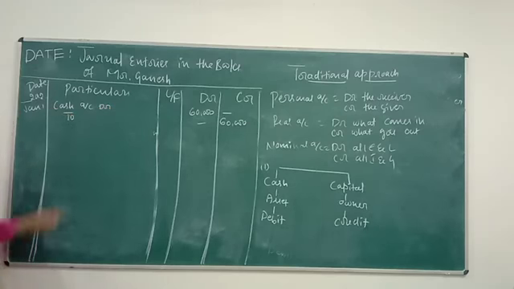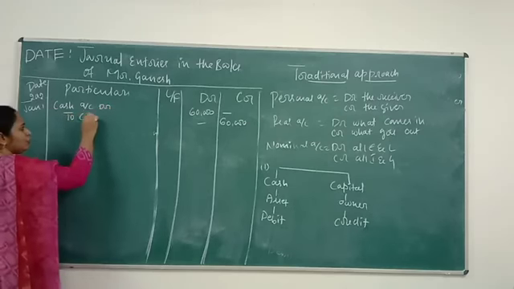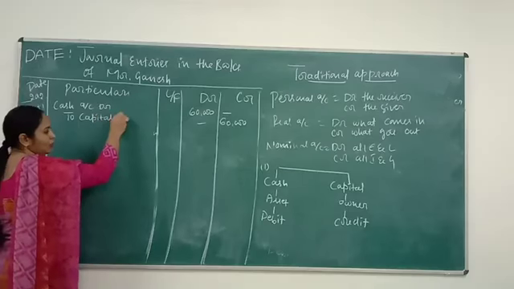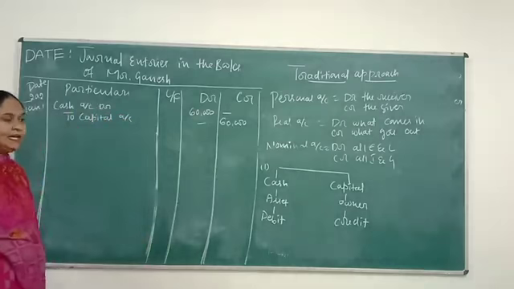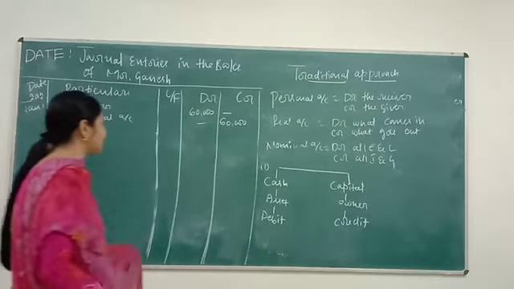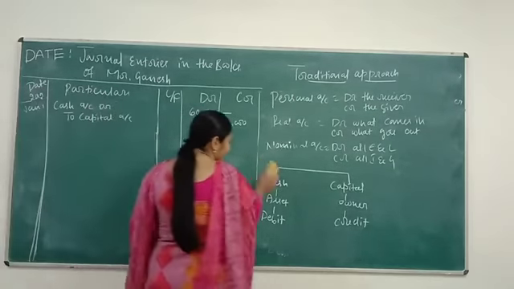I have to start by leaving some space. To capital account. How much? How much the owner has invested in the business? Rupees 60,000. Okay, this is the first transaction. Now moving on to the second.